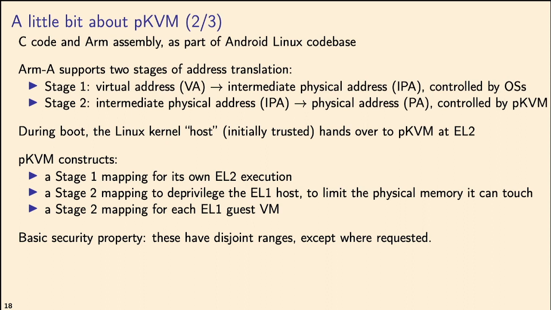So during boot, the Linux kernel, which these people call the host, hands over control to PKVM. So the kernel is trusted for the initial part of boot, but not after that. And then PKVM makes up a mapping for its own execution, and a stage 2 mapping within which the host runs, and a stage 2 mapping for each virtual machine. And basically what it does is make sure that the ranges of those mappings are mostly disjoint. That's where security comes from.